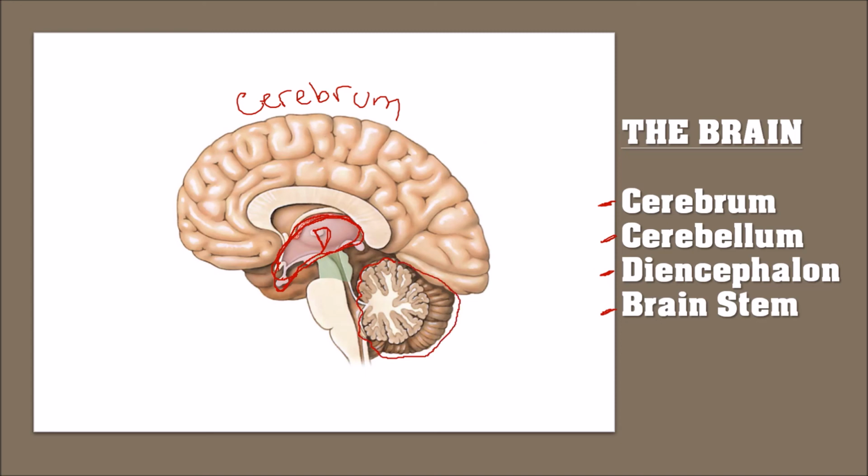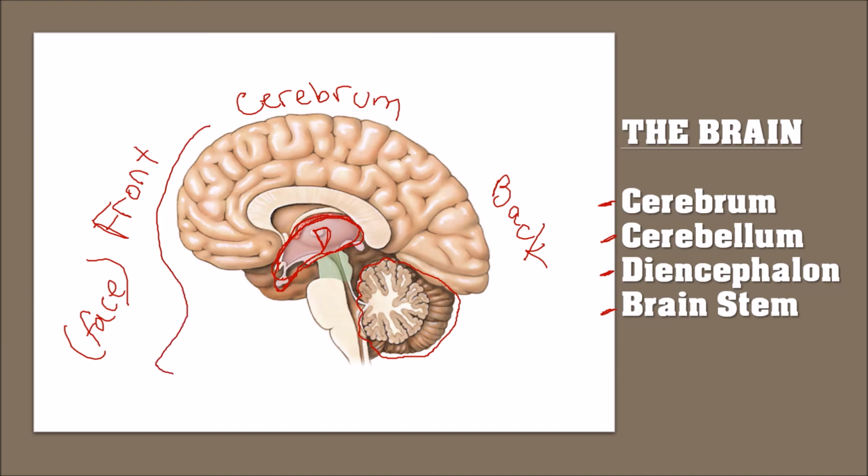The cerebellum is this little part back here, and this is in the back. Here's the back. Here's the front, or the face. Here's where your face would be. Here's the nose. And cerebellum means little brain. And see how it looks like a little tiny brain? It looks like a little mini-me of a brain.